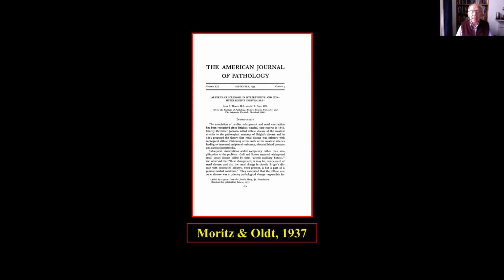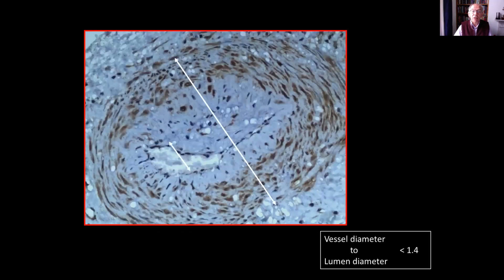They looked at at least 8,000 blood vessels in the study, and the important conclusion that they came up with was that in hypertensive individuals, these visceral arterioles were significantly narrowed. Now here I'm illustrating a narrowed arteriole. The long white arrow describes the vessel diameter, and the shorter white arrow relates to the lumen diameter. In other words, the vessel wall here is thickened.